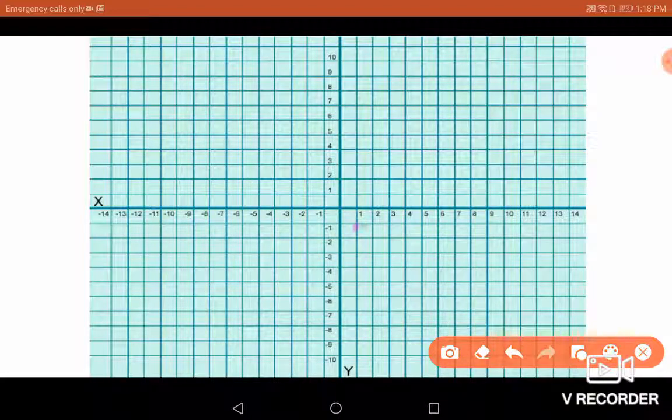This is 10, 20, 30, 40. Assume that every unit is 10, 20, 30, 40, 50, isn't it? So you are here, the x-intercept is 40, the y-intercept is 80. So we need to draw a line that passes through these two points. You can extend it.